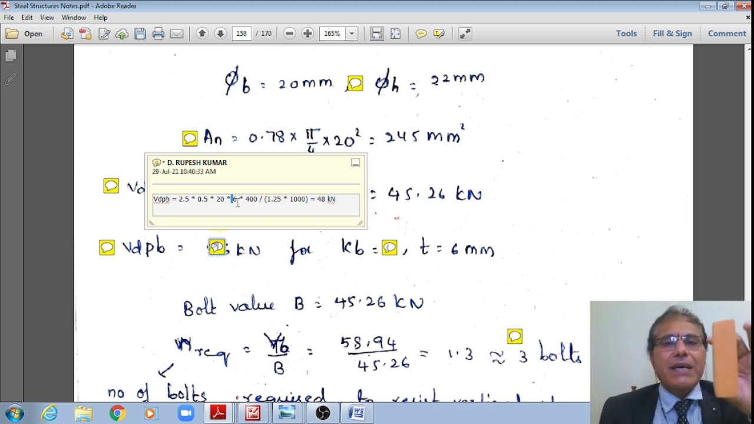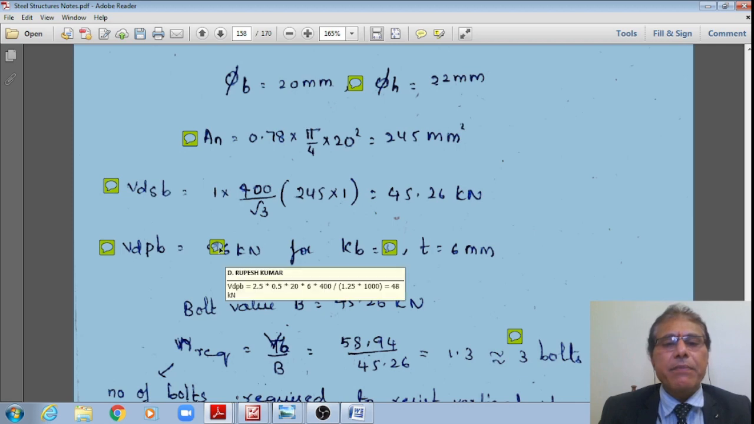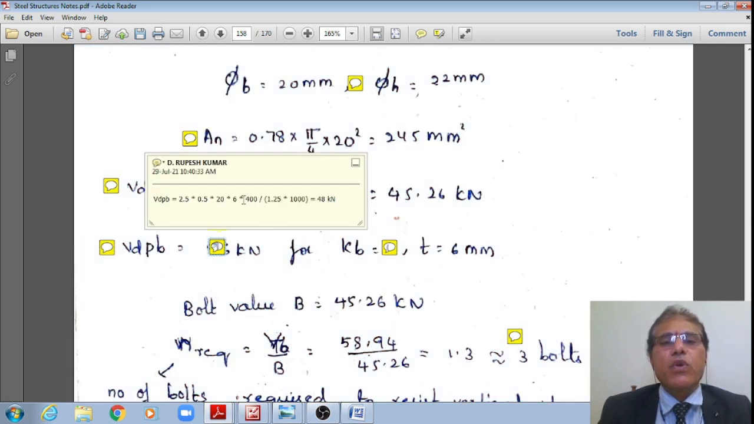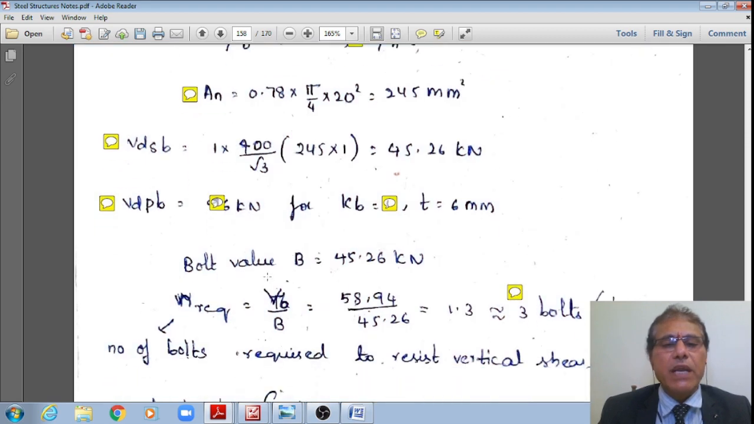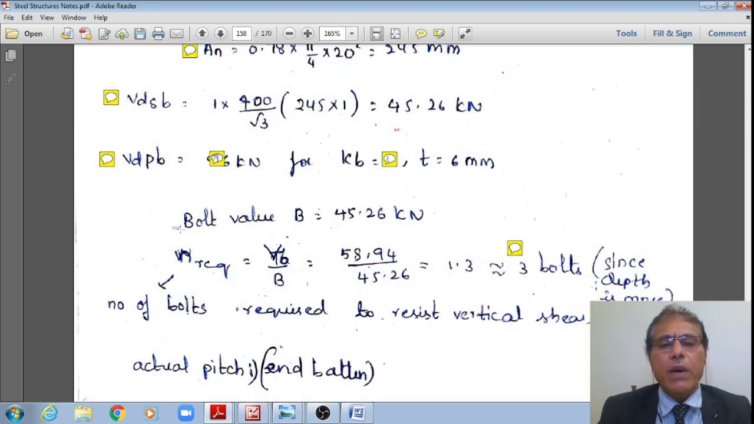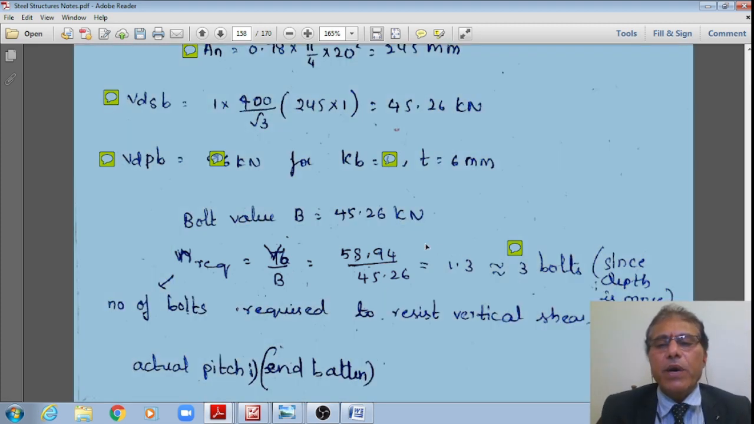Therefore, the thickness for the bearing is that of the batten, which is 6 mm. Substituting, and multiplying by 400 divided by 1.25 and 10 to the power 3, it works out to say 48 kilonewton. Therefore, the bolt value is the least of these two, 45.26 or 48, so 45.26 is the least value. Hence, the number of bolts required is the vertical shear of 58.94 divided by the bolt value 45.26, which gives roughly 1.3.